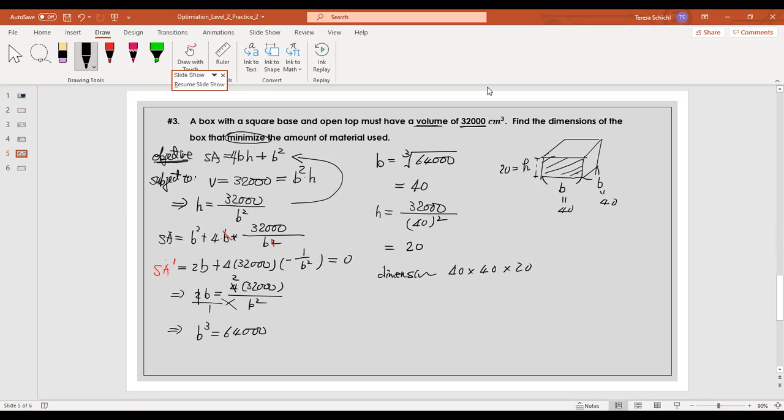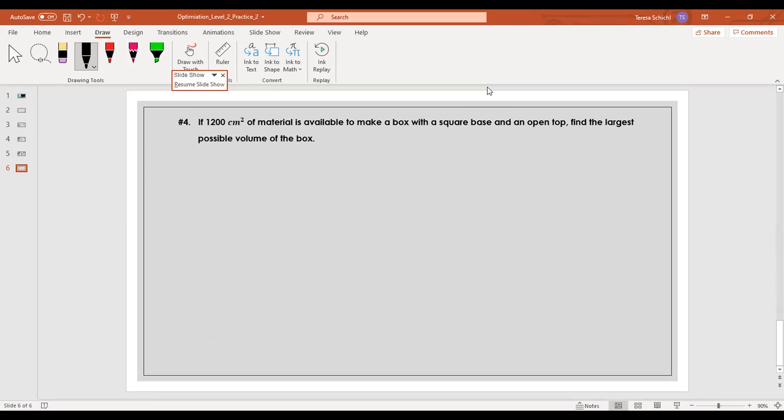Okay, so this one is kind of similar, but as you can see, the objective function is getting a little bit more complicated than our level 1 problems here. Okay, let's take a look. This one is kind of like backward, like what we did in the previous example. So let's say that I have a 1,200 centimeter cube of materials available to make a box with a square base and open top.